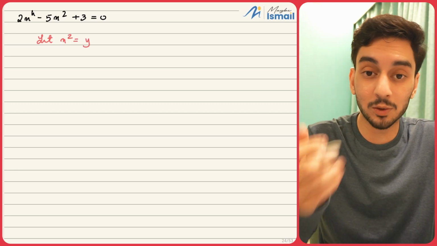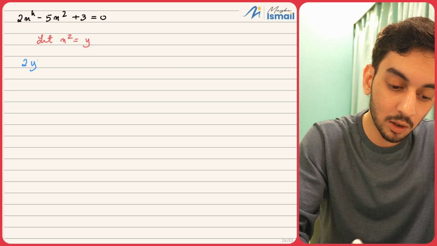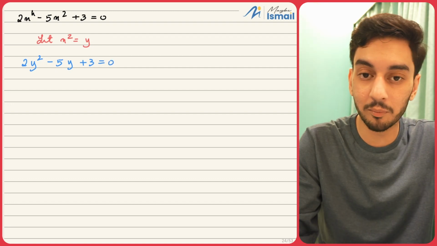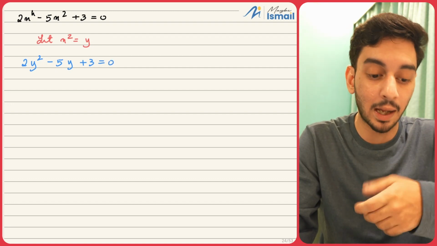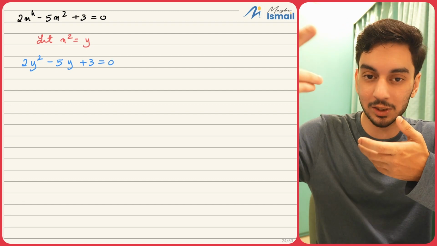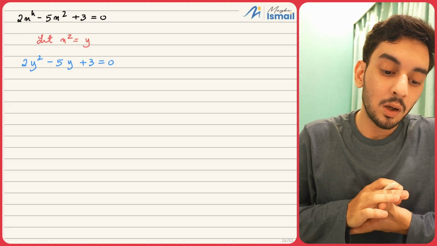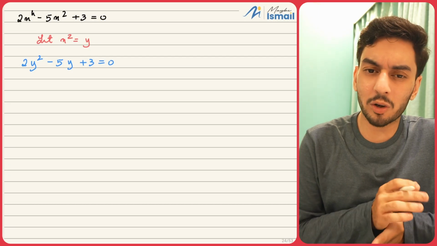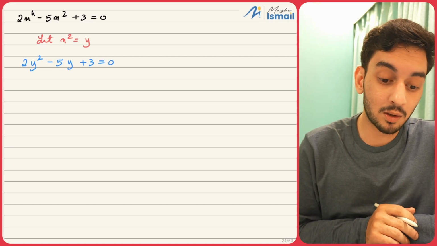So if I let x square be equal to y, my equation turns out to be 2y square minus 5y plus 3 is equal to 0, because I have replaced all the x squares with a y, and x raised to 4 is actually x square squared. This surely looks like a quadratic equation, a very basic one, which can probably be solved by factorization also.